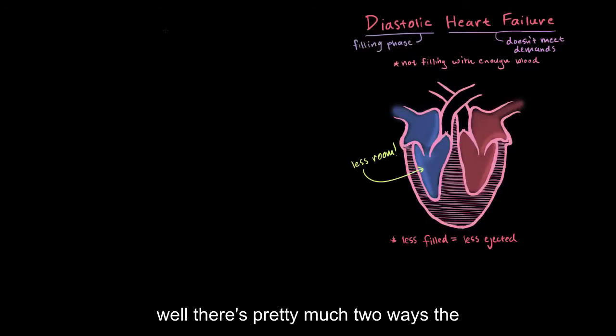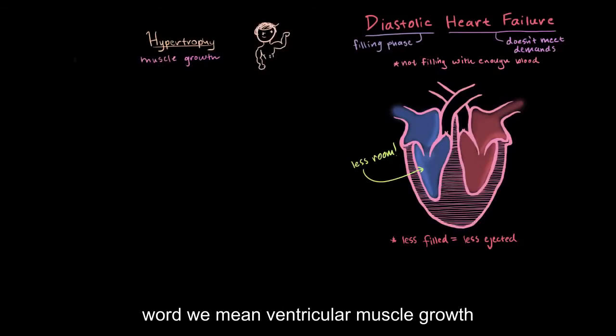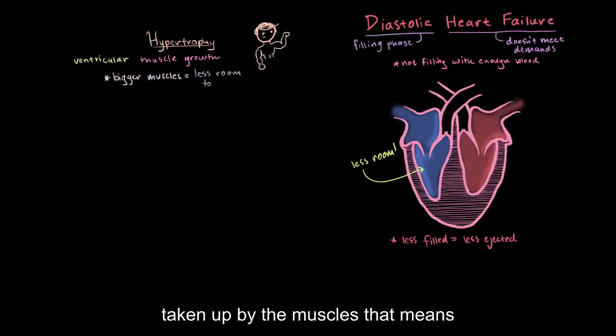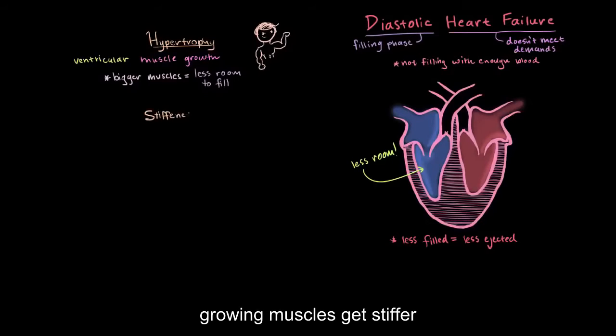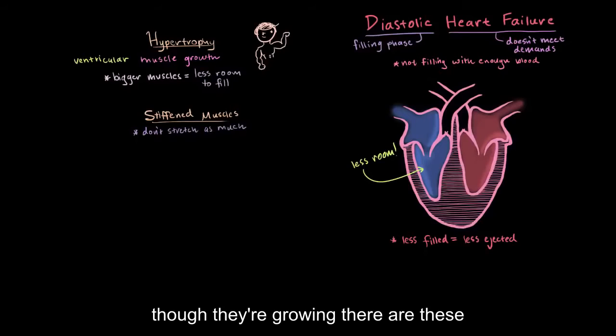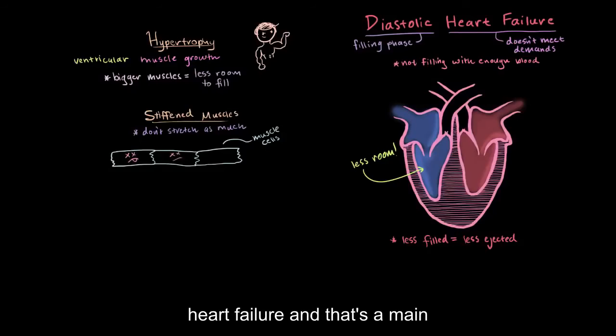Well, there's pretty much two ways. The first way is hypertrophy, which essentially means growth of muscle. And when we're going to talk about that, we mean ventricular muscle growth. And when these grow, they take up more space. And since there's more space being taken up by the muscles, that means there's less space to fill, right? And secondly, these growing muscles get stiffer, and they don't stretch as much when they relax. Even though they're growing, there are these dead muscle cells in here too, because it's heart failure, and that's a main component, is death of muscle cells.